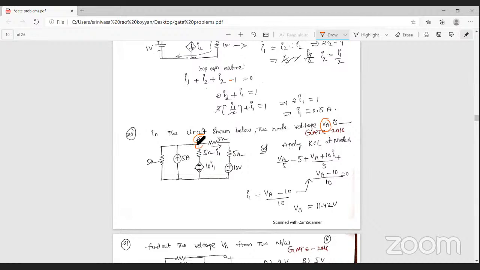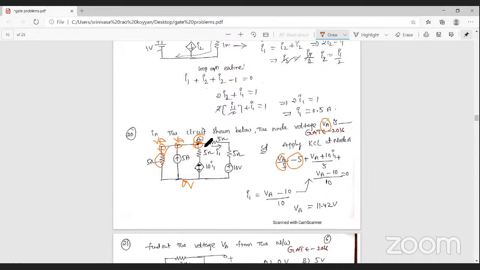Apply the nodal analysis at this node, and this node is also the same. Why? Because no element is connected in this path. So that's why here also node VA, and here also node VA. Okay, so apply the node equation at this point. Here the 5 volts is there, and the ground voltage is 0 volts. Then VA minus 0 by 5, what is the current? VA by 5, that is the resistance current. Here the current is leaving the node, that's why here the minus.